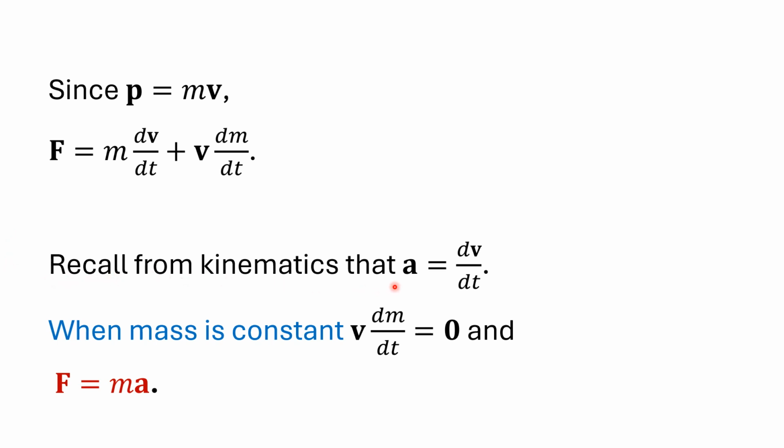Recall from kinematics that the acceleration is the time derivative of velocity. When mass is constant, dm/dt is 0, so v dm/dt is 0, and F becomes ma, the familiar equation.